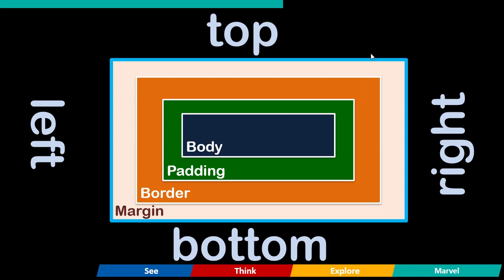Here are the properties that we had described just now: top, bottom, right, and left. Note that between body and border there is padding, and also between border and the rest of the website there is margin.